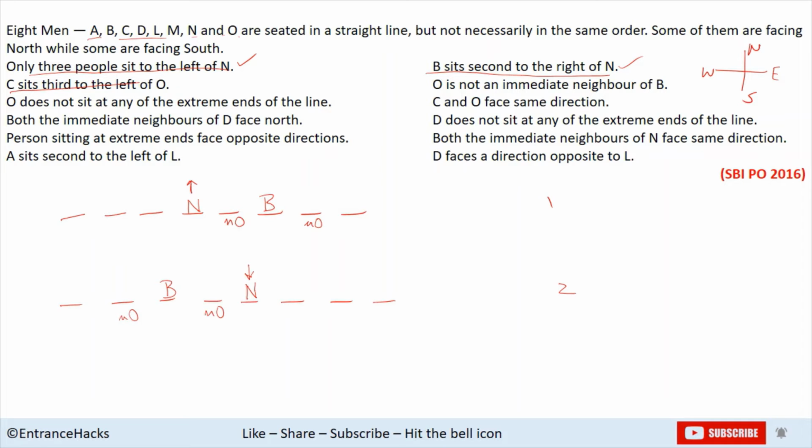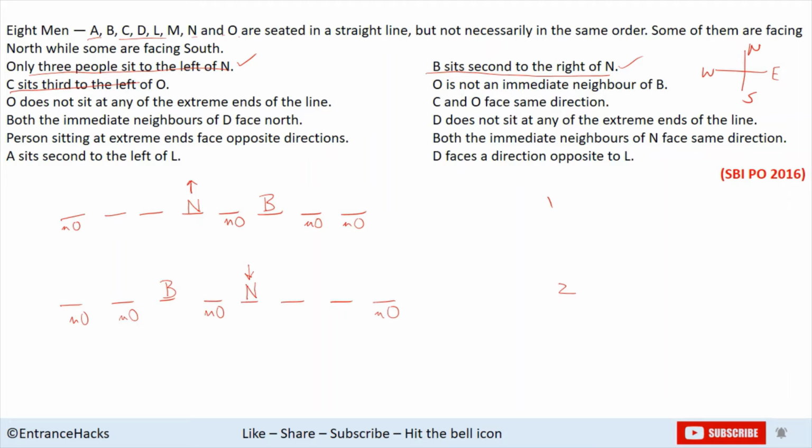Still we don't know about O and C, so we go to the next statement. O does not sit at any of the extreme ends. So there are two more positions which are crossed for O, which are these. Now we are left with just two positions for O here and two positions for O here.